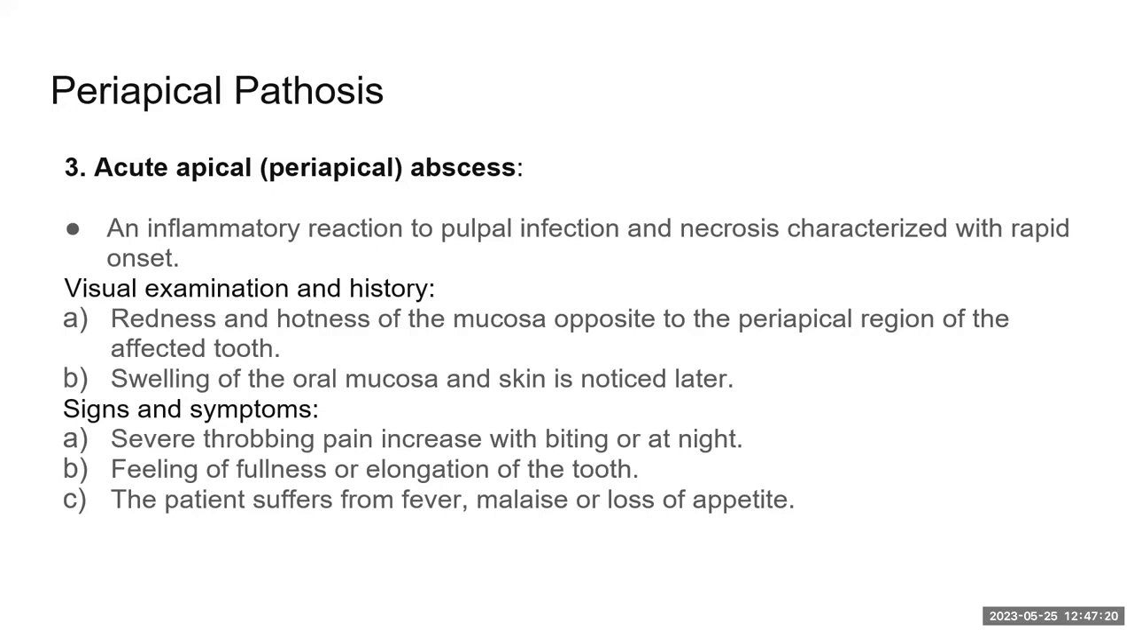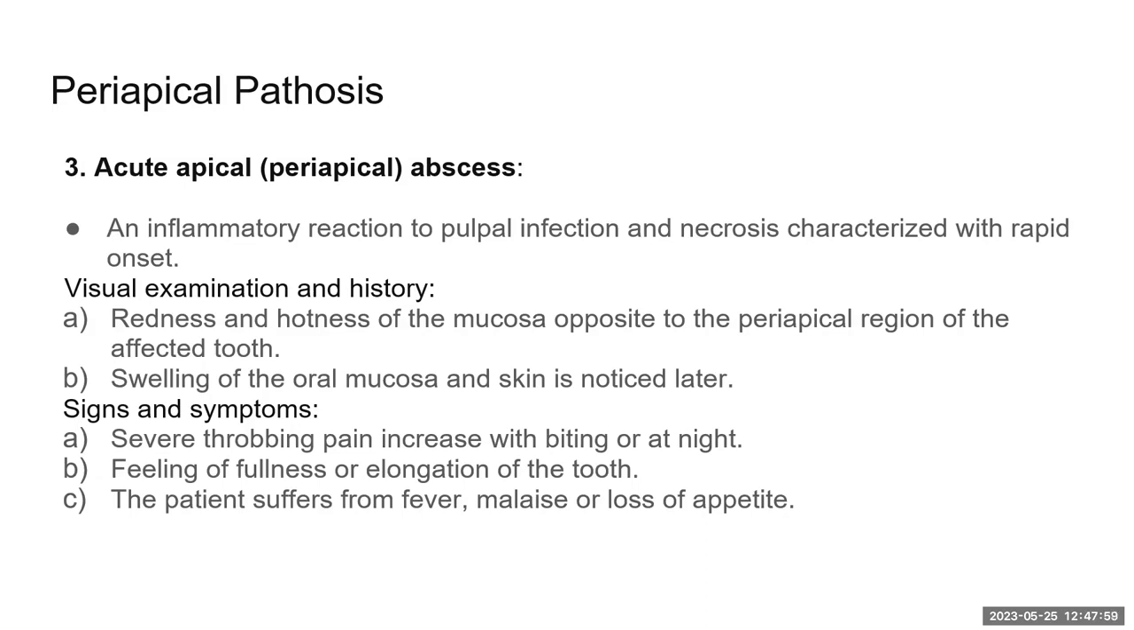Once there is tenderness with percussion and palpation, that means it's either acute apical periodontitis or acute apical abscess. The acute apical abscess is characterized by swelling of the oral mucosa, with redness and hotness of the mucosa opposite the periapical lesion. This is in case of a localized abscess, or it might be generalized in the form of cellulitis. The patient will come to your clinic with a huge swelling at that site.